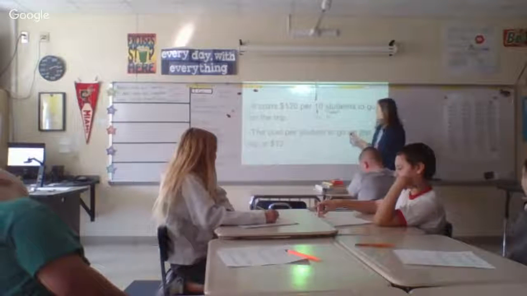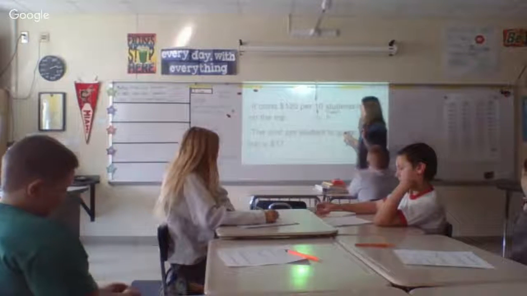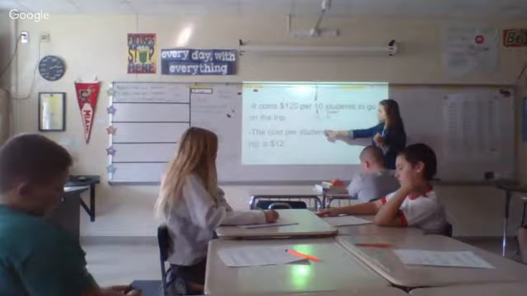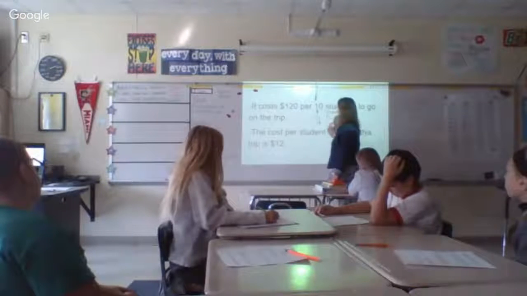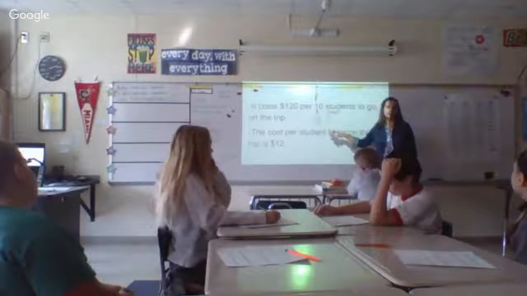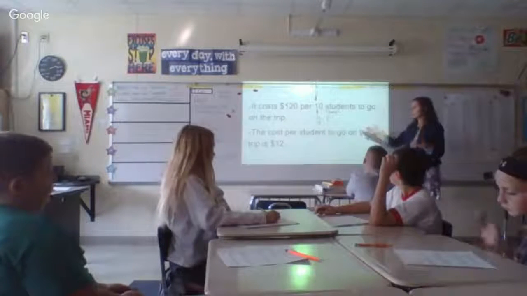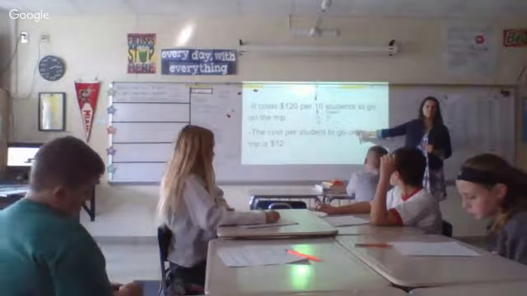Yeah, but I just realized something different. The order of the ratio is different. Yeah, this one, the cost per student, they're talking about per student is $12. But when I write the equivalent ratio, I can put 12 to 1. That's okay. So that was something that was different between them. Anything else you see different?